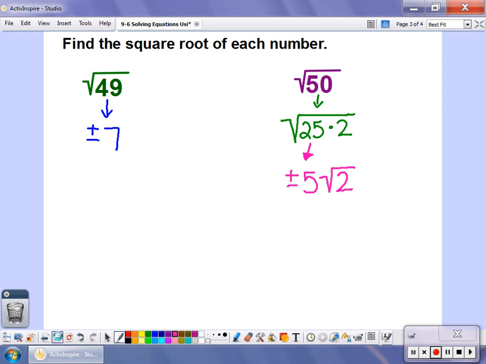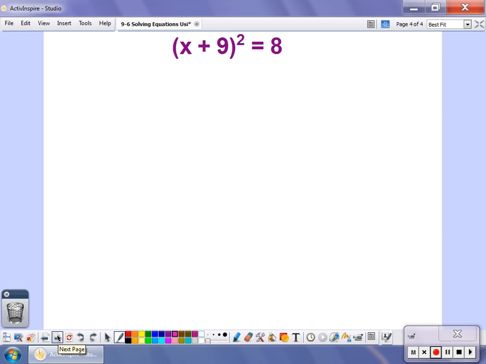And now I'll show you how we can use that to help us solve these equations. Let's say I had x plus 9 squared equals 8. Since this factor is being squared, I'm going to take the square root of it, which will just leave me with x plus 9. Then I'm going to take the square root of 8.